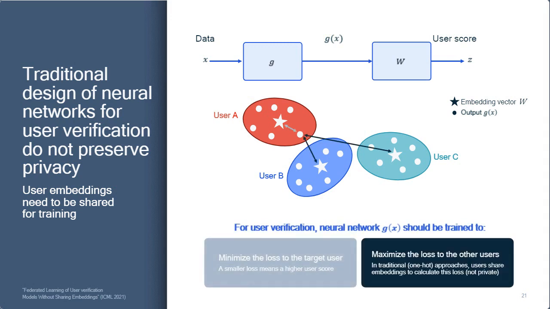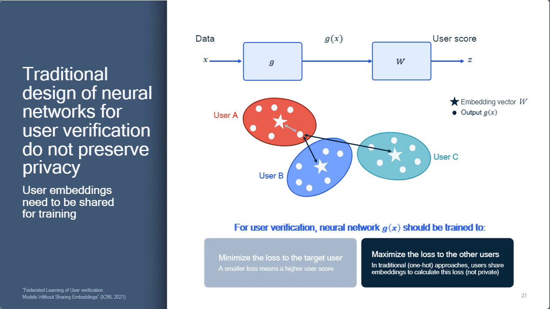Now, in traditional user verification, we essentially have to train our neural network with two losses in mind. So when we think about those outputs from the neural network G of X, we would like the neural network to make sure that the outputs from a particular user are close to the embedding vector that it's been given, but at the same time are far from the embedding vectors of different users. So in this picture, we would like to minimize the loss to the target user, this gray line, but then maximize the loss to other users, these black lines.